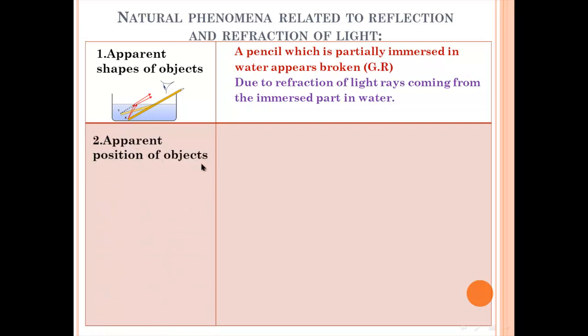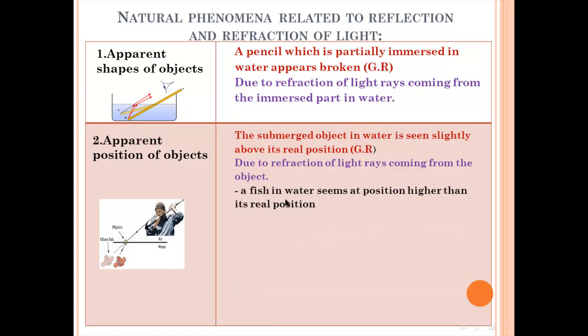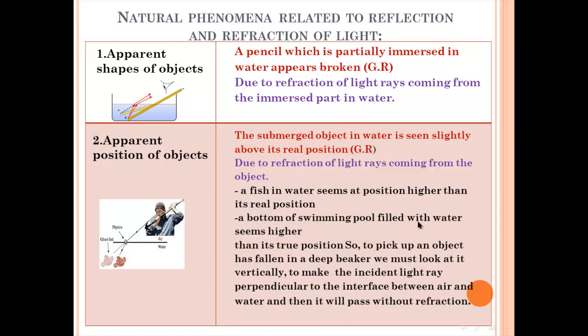Number 2. Apparent position of objects. The submerged object in water is seen slightly above its real position. Give reason. Due to refraction of light rays coming from the object. Example, a fish in water seems at a position higher than its real position. The bottom of a swimming pool filled with water seems higher than its true position. So, to pick up an object that has fallen in a deep beaker, we must look at it vertically, perpendicular, to make the incident light ray perpendicular to the interface between air and water, and then it will pass without refraction.